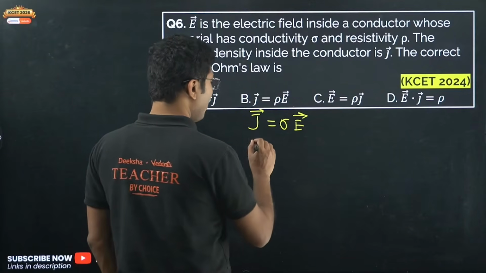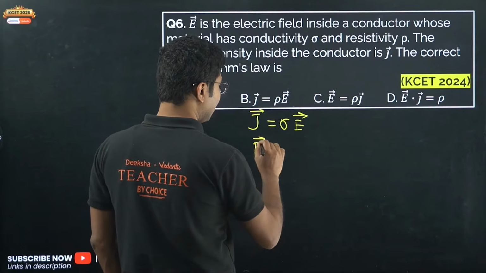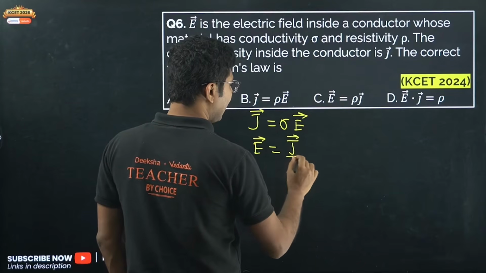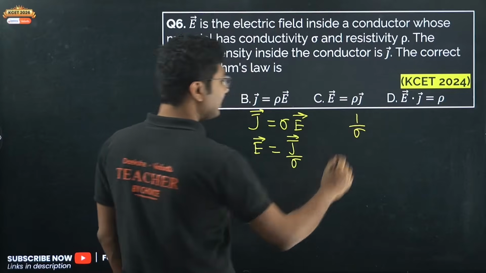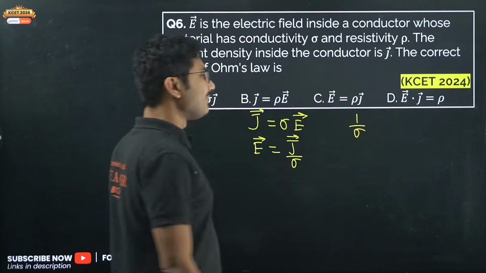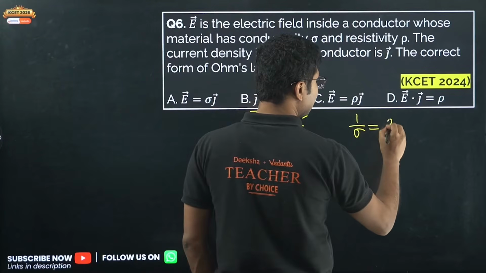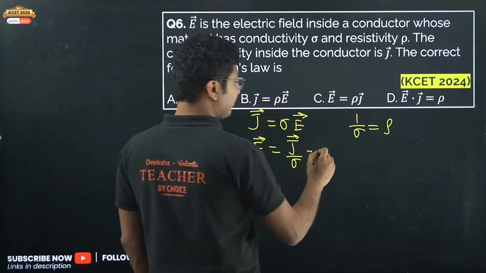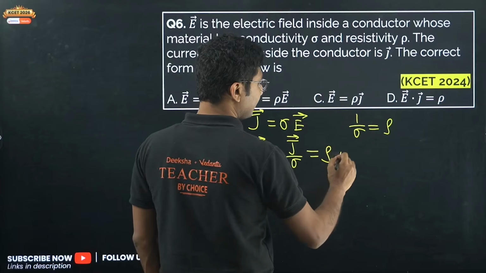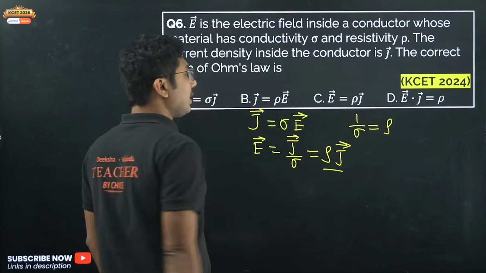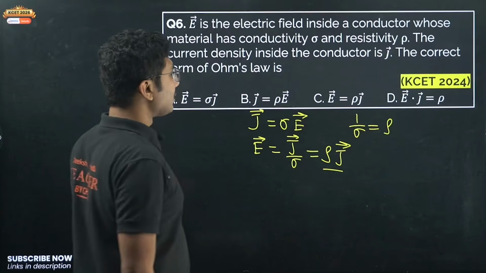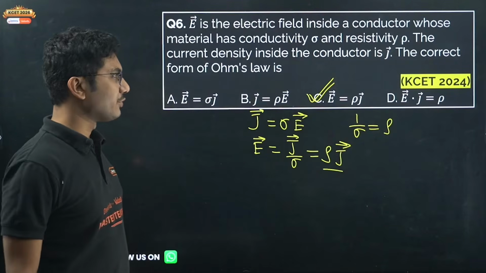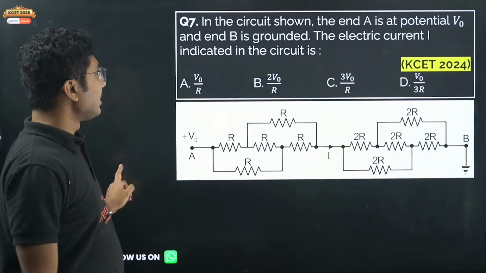So what will we do? We will try to find E vector. E equals J vector by sigma. Now 1 by sigma, that is the reciprocal of conductivity, is resistivity. So that means it will be rho J. So E equals rho J is another form of Ohm's law, and that is the correct answer. Next question.